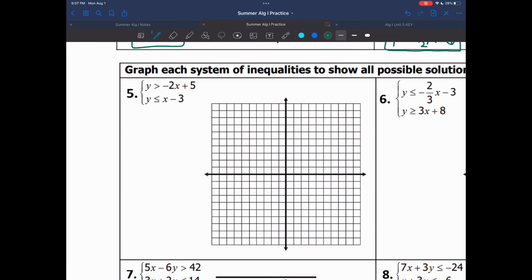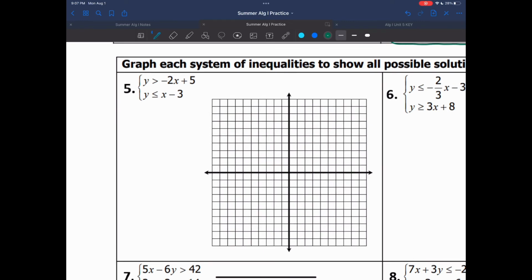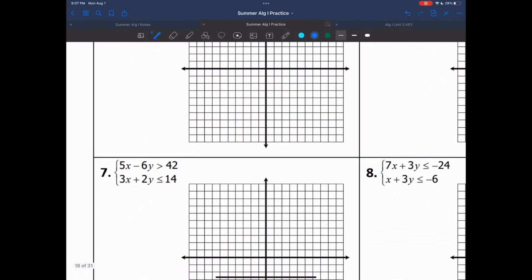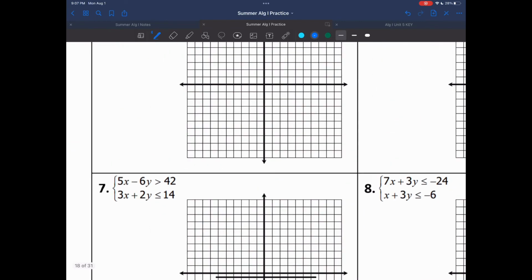So let's zoom in to number 5 here. Okay, for the inequalities, we'll go with the same little color scheme here. We'll do blue for this top one, and it goes along the same lines as the equations where they need to be in slope-intercept form, which luckily number 5 and number 6 both are. So we're going to have to do just a little bit more work on 7 and 8.